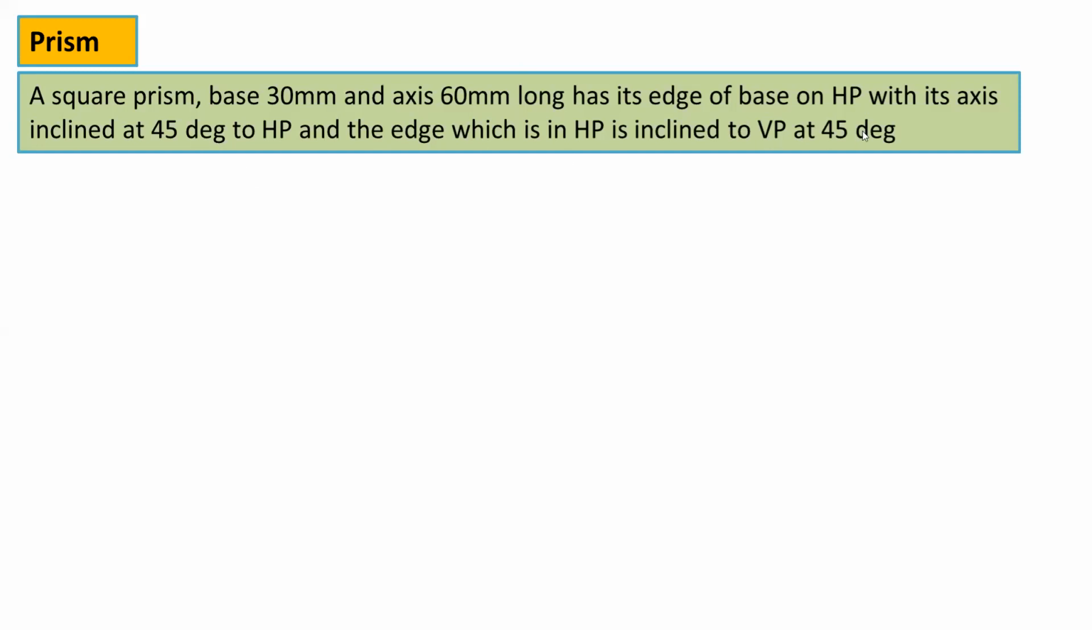You have to observe here, there are two inclinations. One inclination is with the HP, that is 45 degrees. And the base edge, which is in the HP, is inclined by 45 degrees with the vertical plane.